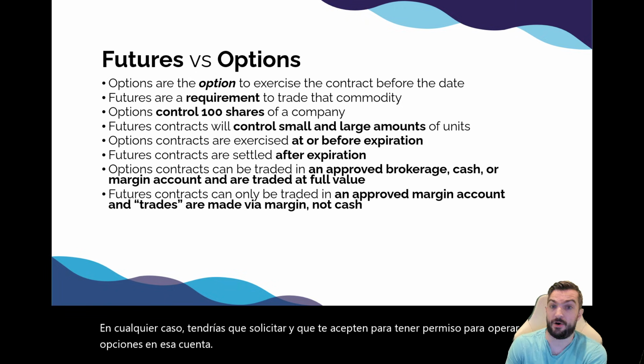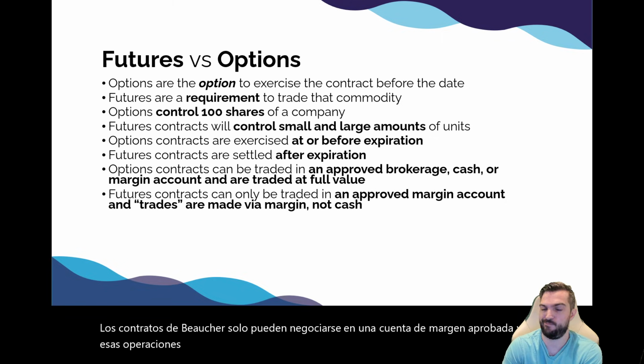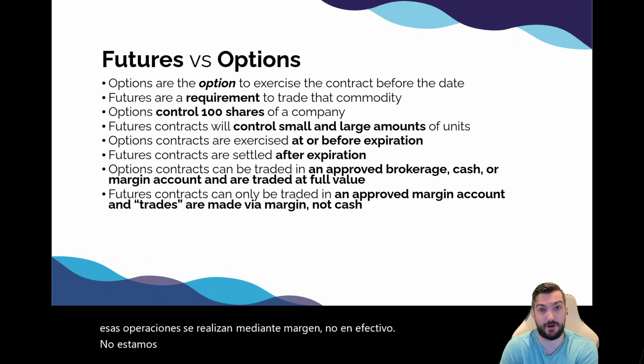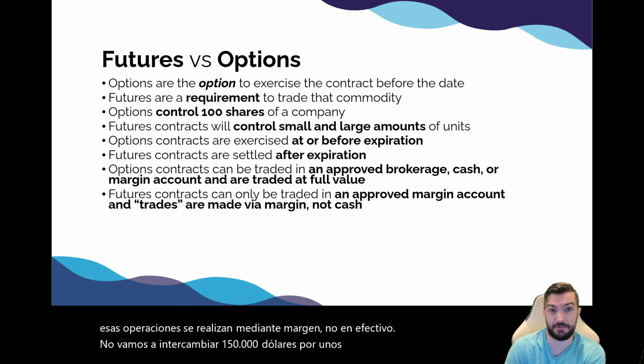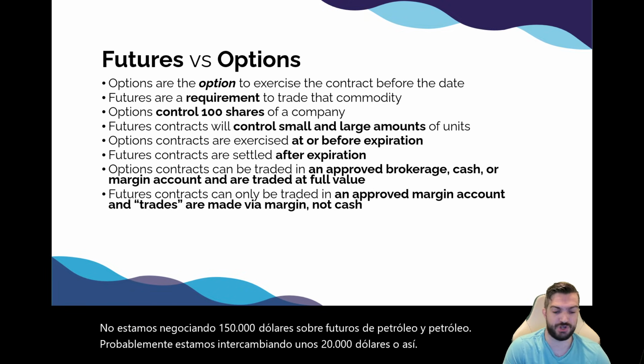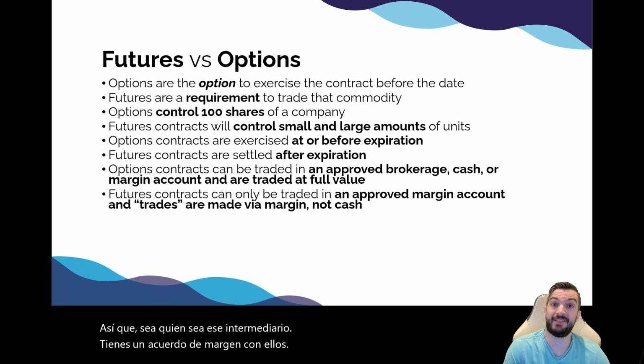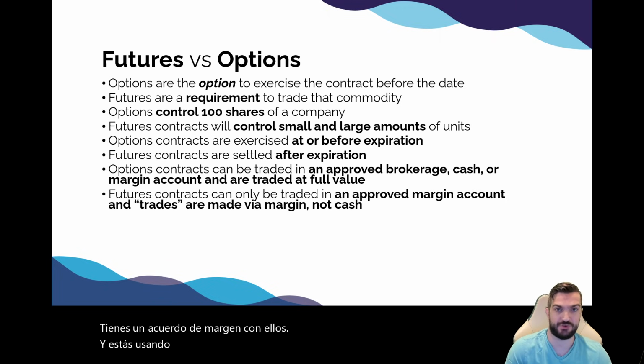Futures contracts can only be traded in an approved margin account, and those trades are made via margin, not cash. We're not trading $150,000 over some oil futures. We're probably trading $20,000 or so. So whoever that broker is, you have a margin agreement with them, and you're using that margin to actually buy and trade these different futures contracts.